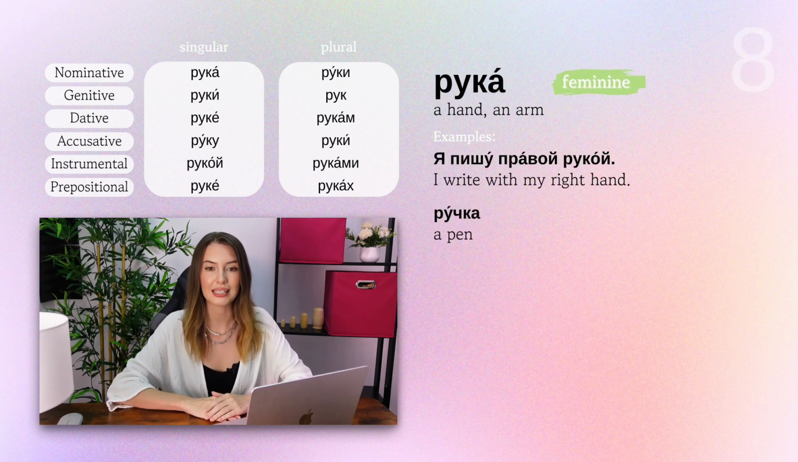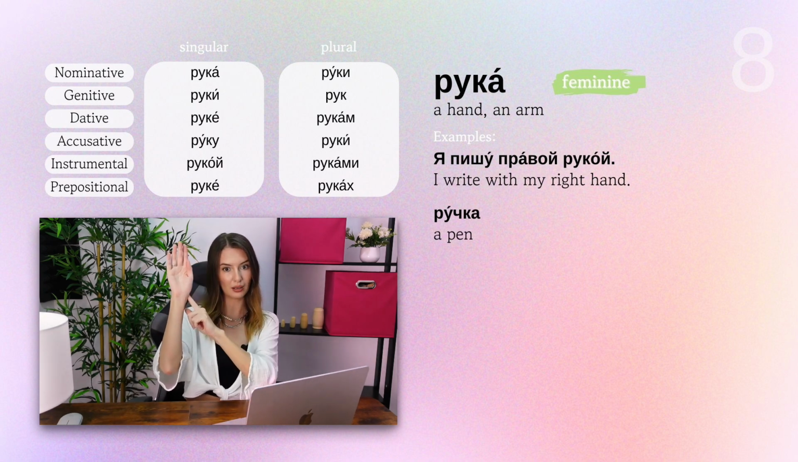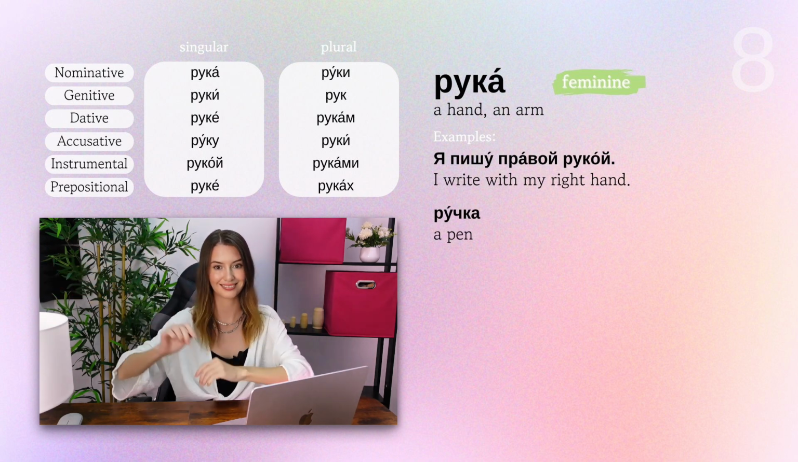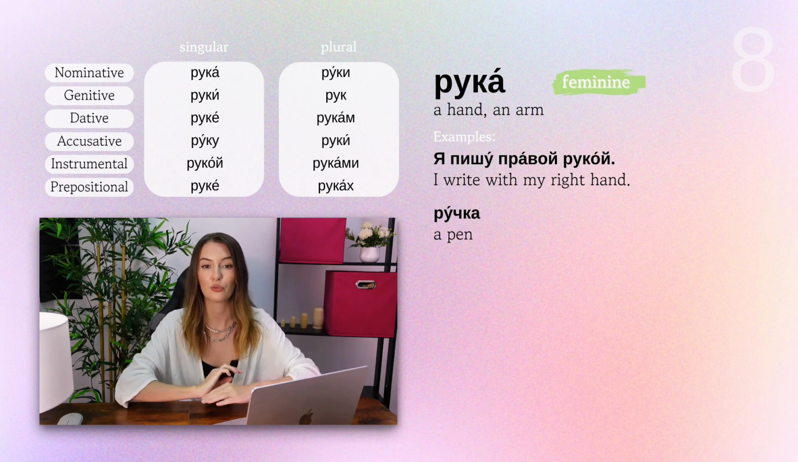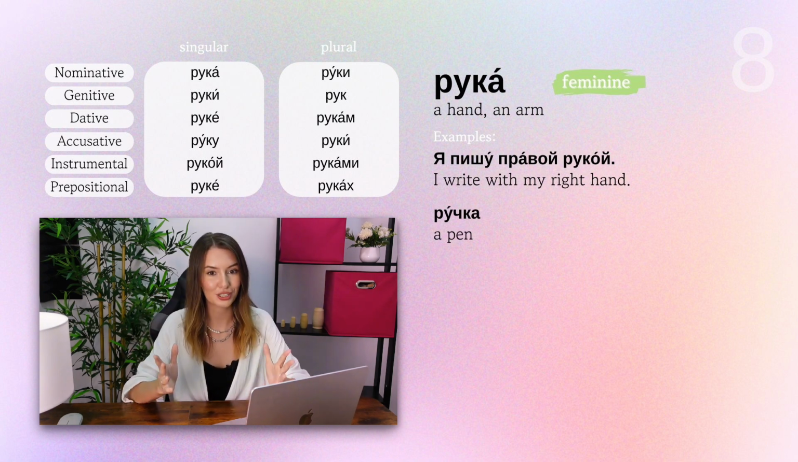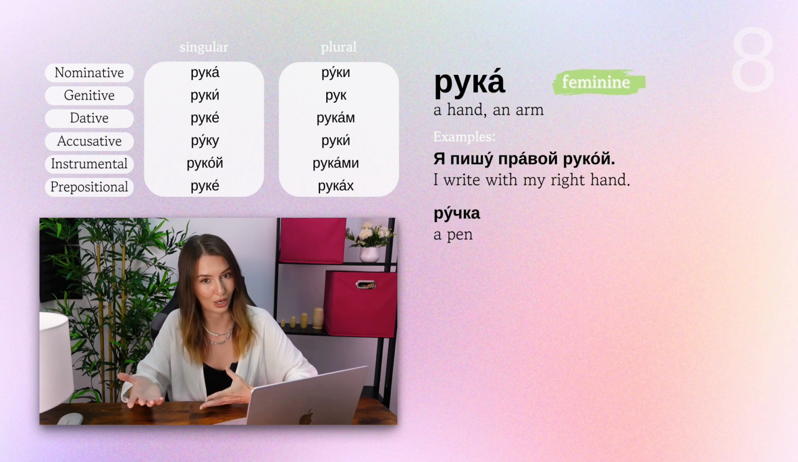The next word is рука. So in Russian, this is рука, and this is also рука. This word is often used in the instrumental case. For example, я пишу правой рукой. Don't confuse this word with the word ручка. But you can also use this word to remember the word рука.